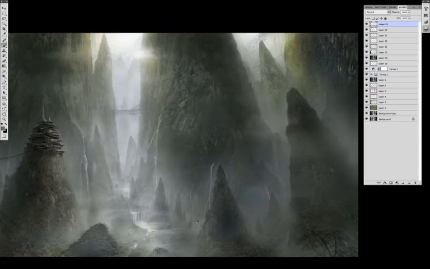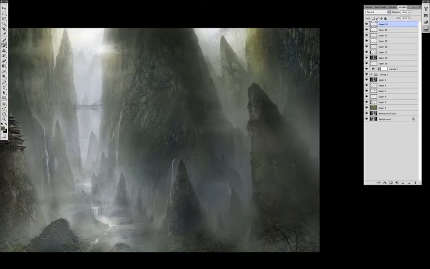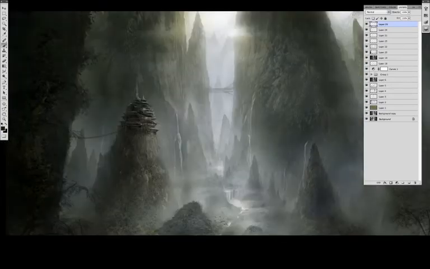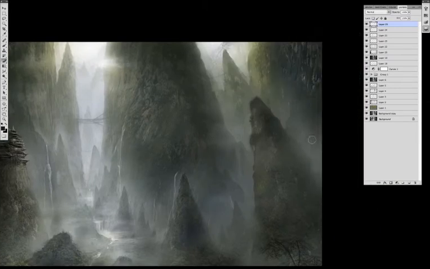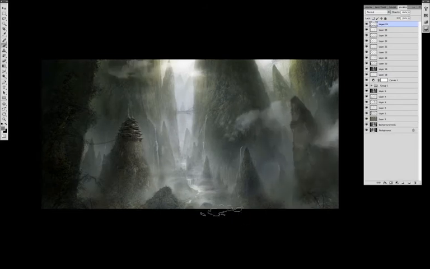So what I'm doing is just adding the final bits and pieces here and there, adding a bit more painterly rough lines and splotches of paint. And this is the fifth stage, the really final stage, where I usually add effects like clouds and fog and dust and things like that.